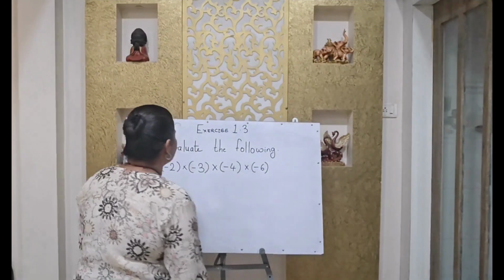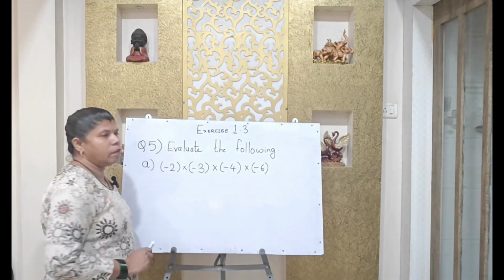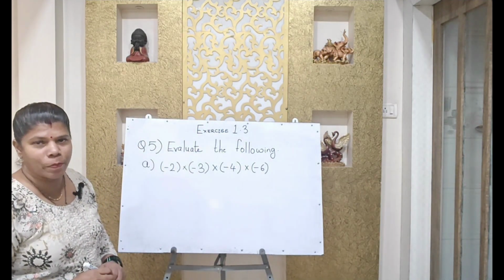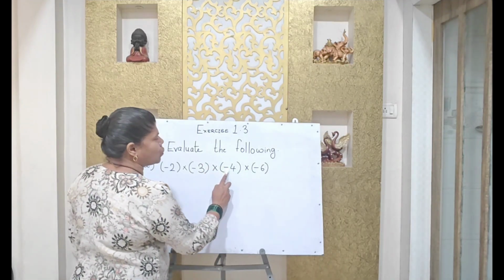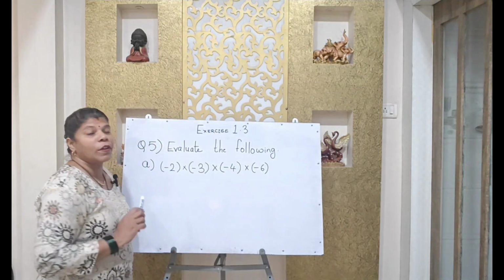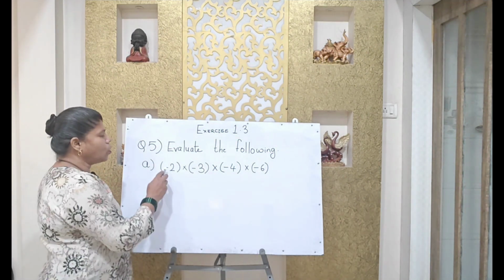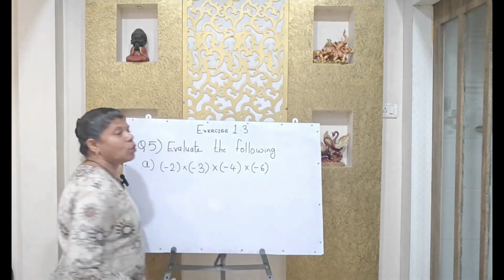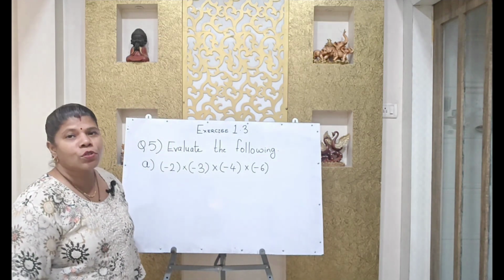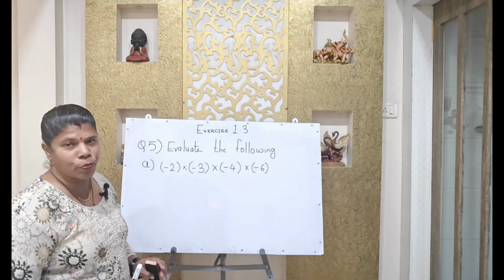Okay, let's start with question number 5. Evaluate the following. You have to solve the sum: -2 multiplied by -3 multiplied by -4 multiplied by -6. In this sum, don't get confused with your sign, because you know that you have 4 minus signs. 1, 2, 3, 4. 4 is an even number, so your answer will be positive. The one thing that is clear is that your answer will be positive.